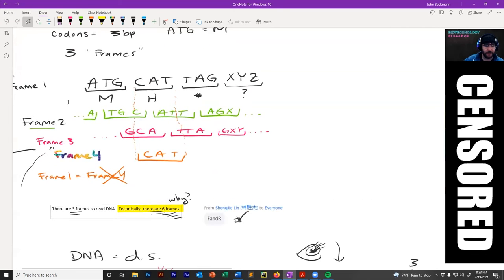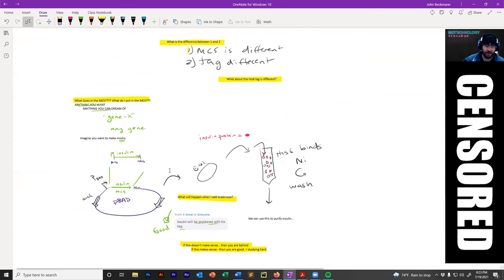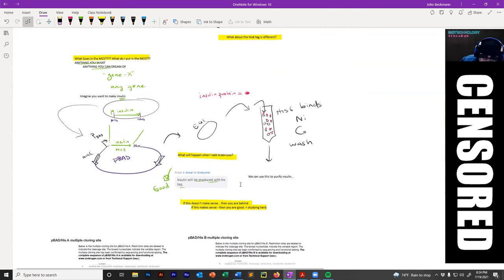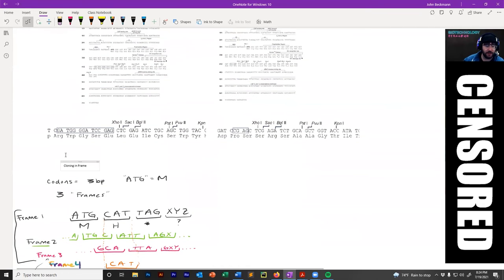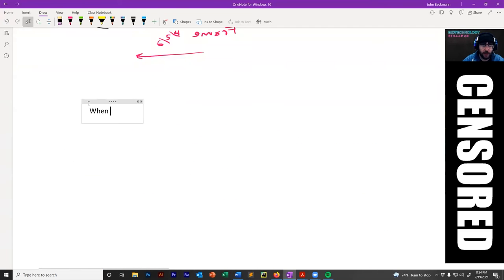Above, I gave the example of cloning insulin, taking insulin and putting it into PBAD. You have to be very careful. You must clone in frame. If you want the gene to be able to be read, you must clone in frame. So when you buy a plasmid, you pay money to a company and you buy a plasmid. Let's say you buy PBAD.